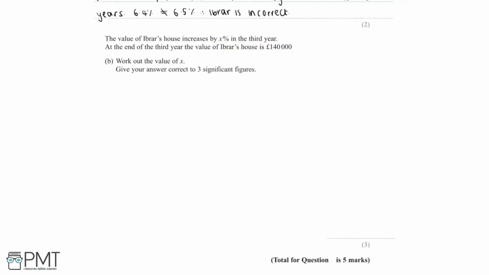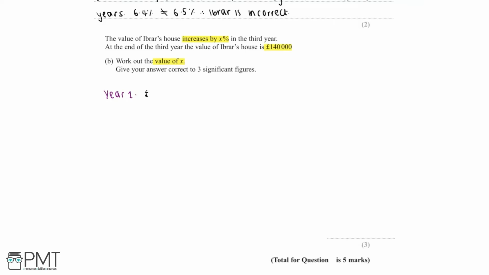In part B, we're told that the value of Ibra's house increases by X% in the 3rd year. At the end of the 3rd year, the value of Ibra's house is £140,000. We need to work out the value of X, giving our answer correct to 3 significant figures. Now since we have a different multiplier in each year, we can calculate each year separately. So we'll start with year 1.